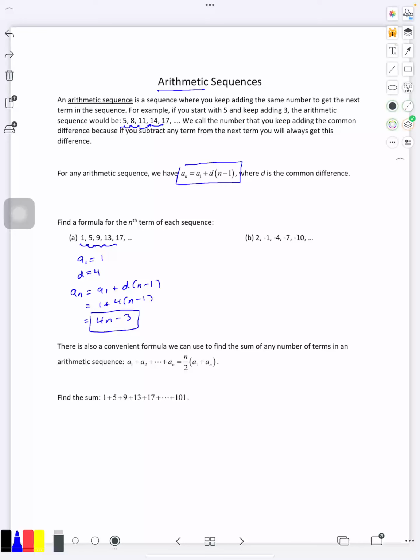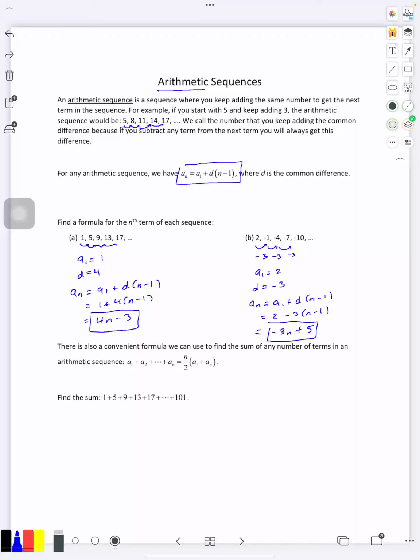Now the second one here, you'll see each time I'm subtracting 3 instead of adding. That's perfectly fine, because subtracting 3 is the same as adding a negative 3. So here my a1 is 2, my d is negative 3, an is a1 plus d times n minus 1, 2 minus 3 times n minus 1. We get negative 3n plus 3 plus 2 is 5. And there's the formula for that sequence.